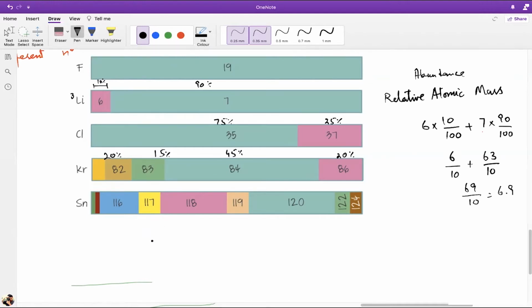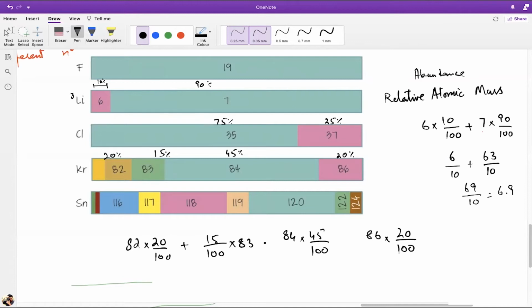Now, what do we have to do? To find the relative atomic mass, you just take mass and you multiply by percentage, mass by percentage every time. So 15% by 83, mass by percentage, mass by percentage. There you go, mass by percentage. You just multiply it every time and you just add it up at the end. Now, I don't have a calculator, so I'm going to rely on you guys.